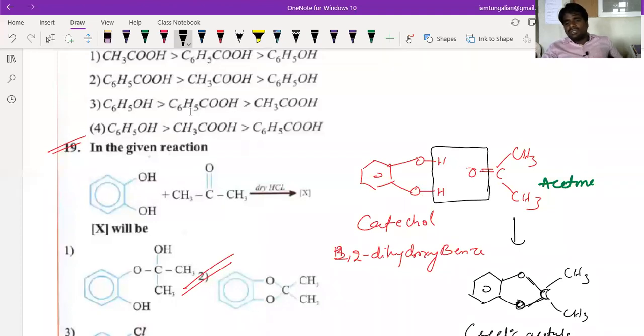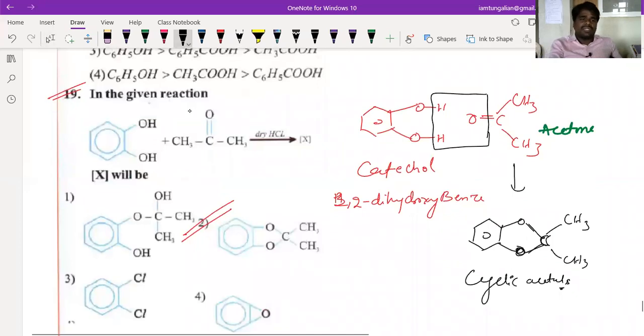This is called a cyclic acetal, beta. These are called cyclic acetals. Are you getting it? Is that clear, Radhika?